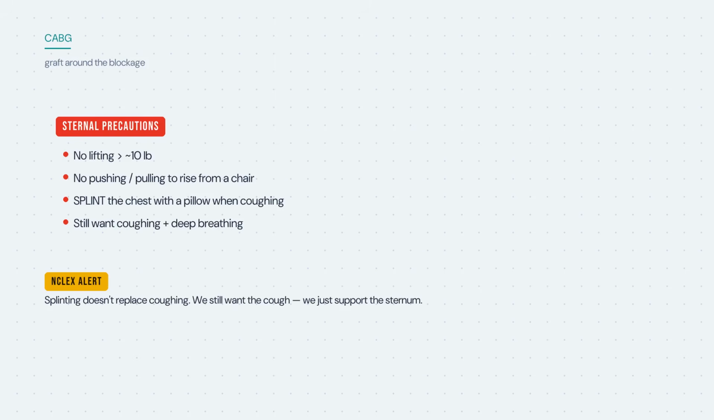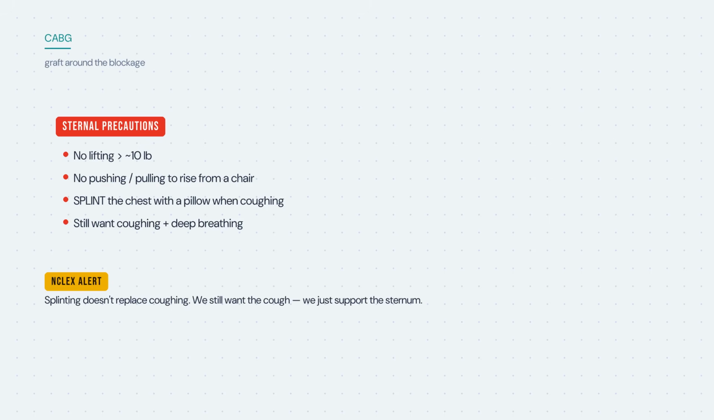Coronary artery bypass grafting. When the disease is too extensive for stenting, a vessel is harvested, commonly the internal mammary artery or the saphenous vein, and grafted to route blood around the blockage. The sternum is divided to get there and wired back together, so afterward you are managing a healing sternum on top of a cardiac recovery.